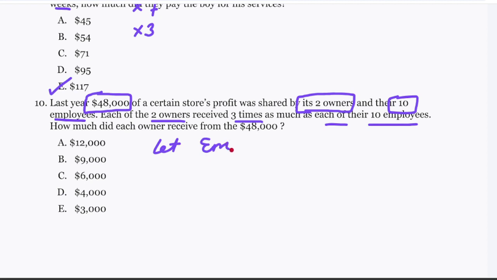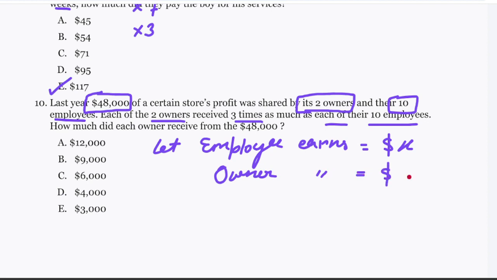Let's say an employee earns x dollars, right? That means, as per the question, the owner should earn $3x because they are earning 3 times as much as each of the employees. Now there are 10 employees, so you got 10x, plus you got 3x into 2, that is 6x. The owners got 6x amount. Total amount is 16x, and that is equal to $48,000, which is given to me.